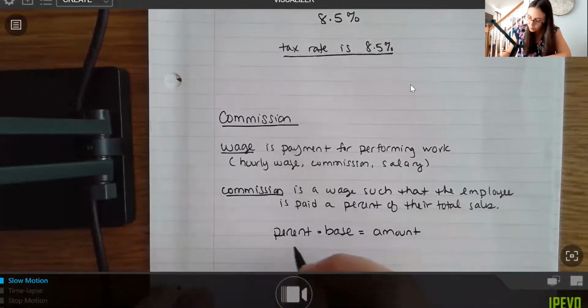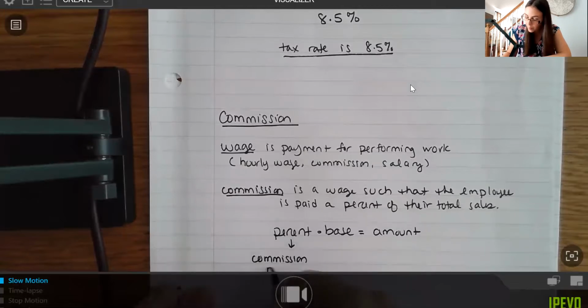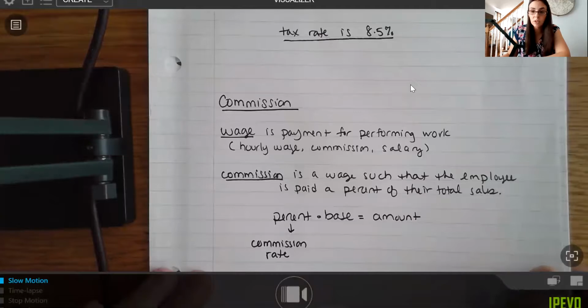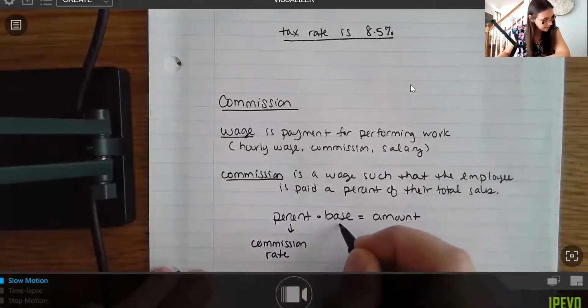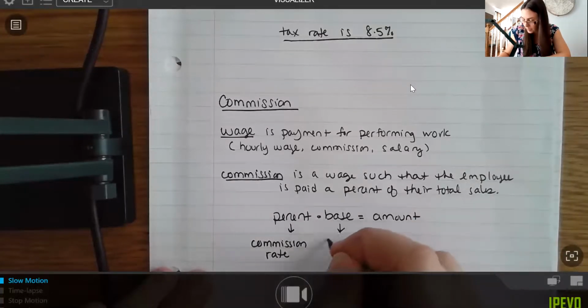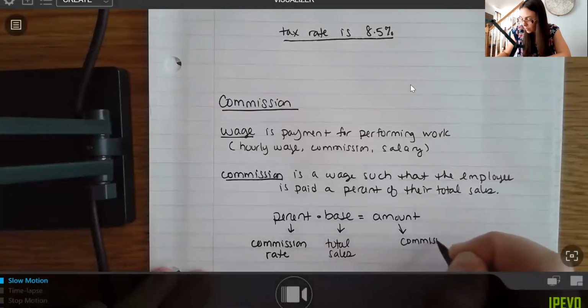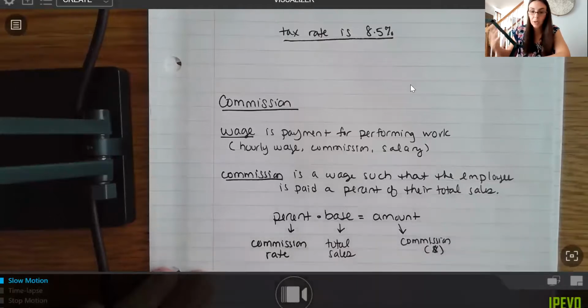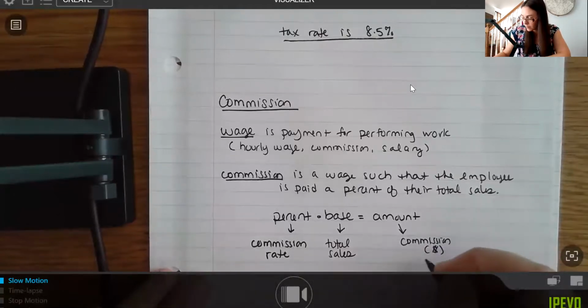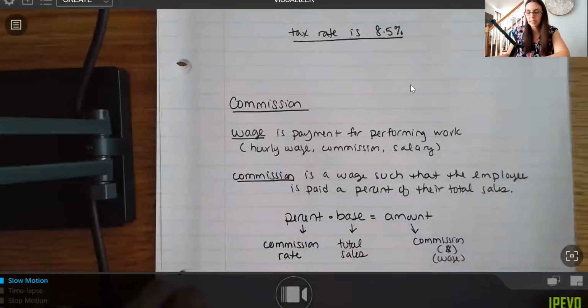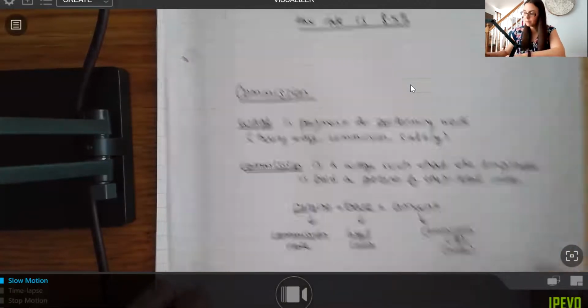So what happens here is your percent is going to be your commission rate. So maybe that person makes 5% commission, maybe they make 1% commission, maybe they make 20% commission, whatever it is. The base is going to be their total sales, and the amount is the actual commission. So the commission is the dollar amount that they actually are making as their wage. So now let's go ahead and try an example, and we're going to keep this base formula in mind here.